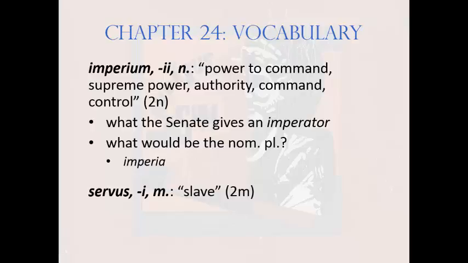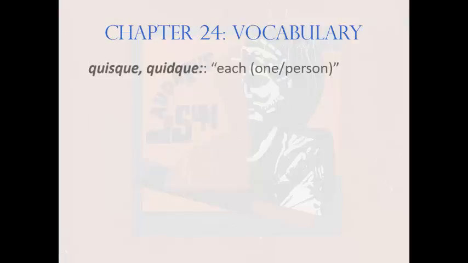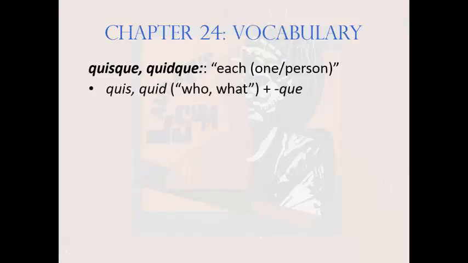The next word is servus, servi, masculine, meaning slave. It's a second declension masculine noun. There's nothing particularly interesting to say about it. So moving on. The next word is quisque, quidque, about which there is much interesting to say, unfortunately. It's a pronoun meaning each one, or each person. You can see that it's actually a compound of quis, quid, who, what, and que, and. That is, the interrogative pronoun plus que, meaning literally and who.